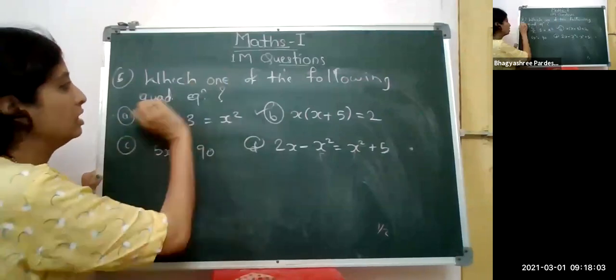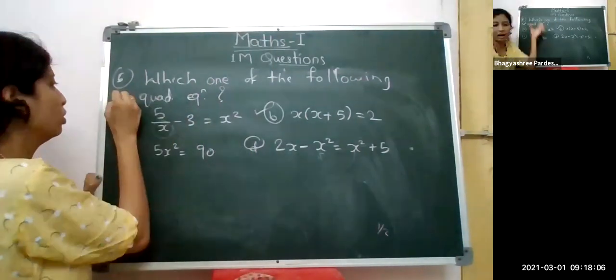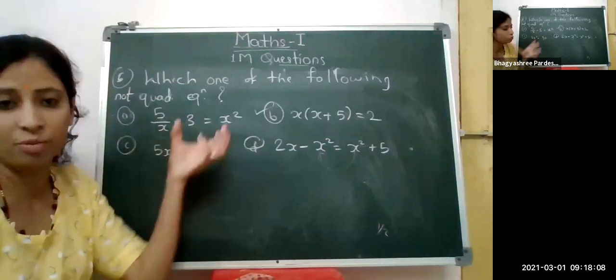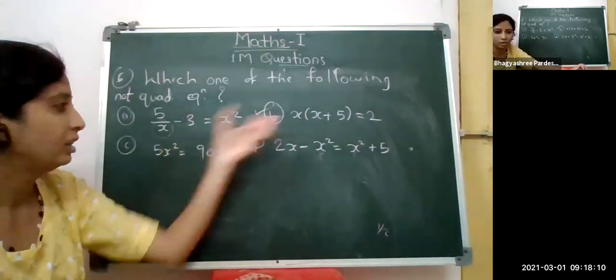Rest of this, I am changing this. Which one of the following is not a quadratic equation? By mistake, I have mixed up the two questions. So we have got 3 quadratic equations.